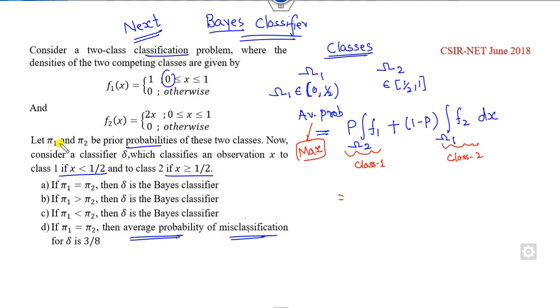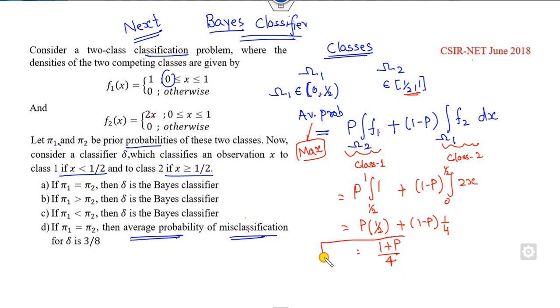So you can see, this is a prior probability, that is pi 1 and pi 2. So if I consider this is my P, what is F1? 1. I can integrate over this gamma 2. So what is the integration of 1 over the domain half? This is 1 minus P. F2, F2 is my 2x over the gamma 1. Gamma 1 is my 0 to half. So what is that? It is 1 minus half, which is half. This is 1 minus P times x here. It's 1 by 4. So you can see 4 will be the LCM. So it's 1 plus P over 4. This is my misclassification probability, and it is always the maximum.